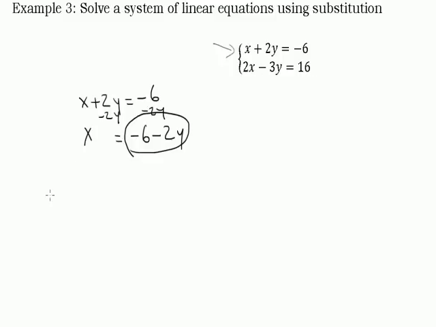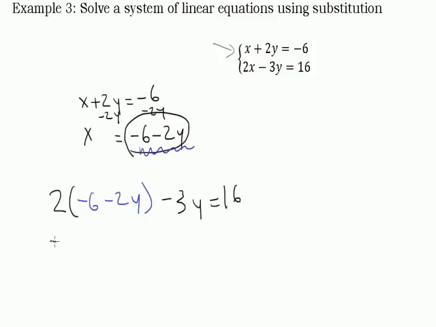Doing that will give us 2 times x. Well, x is this amount right here. So we're going to put that negative 6 minus 2y in for x. So 2 times that minus 3y should equal 16. And we're going to solve that now for y. Very nicely, when we write the equation this way, I only have one variable. I only have the variable y involved. And that's what substitution does for us, it cuts down the number of variables involved, which gives us something we can actually solve now.